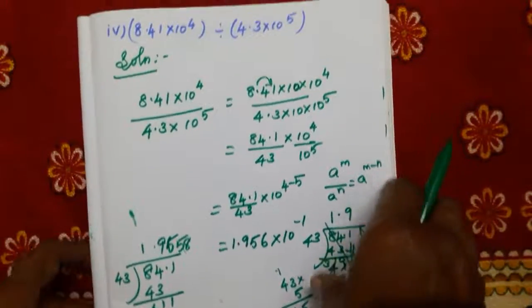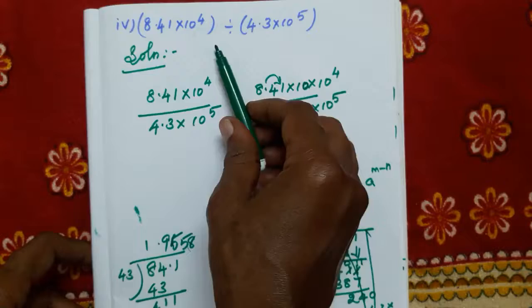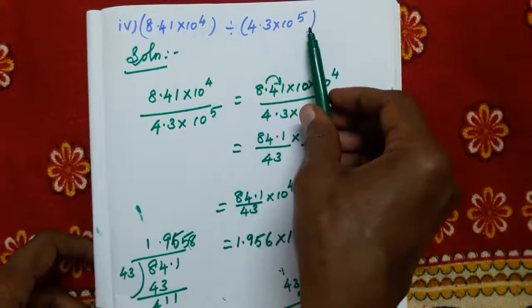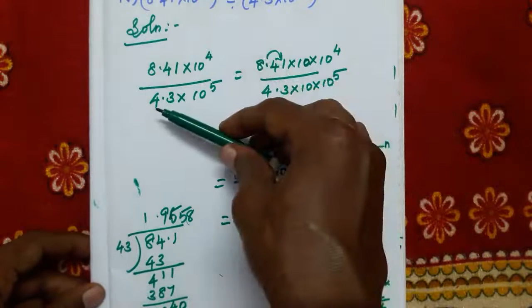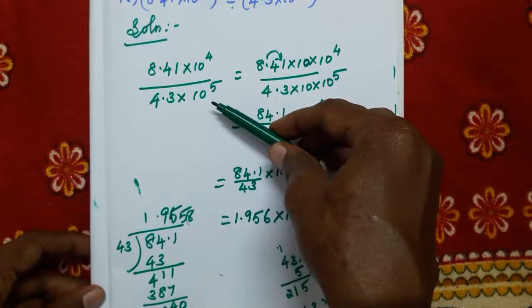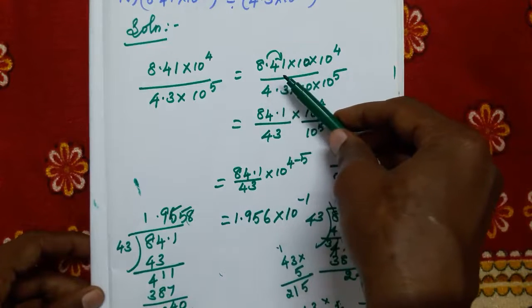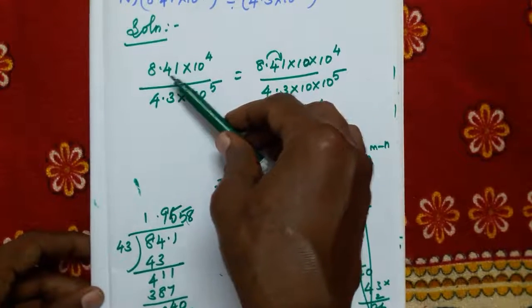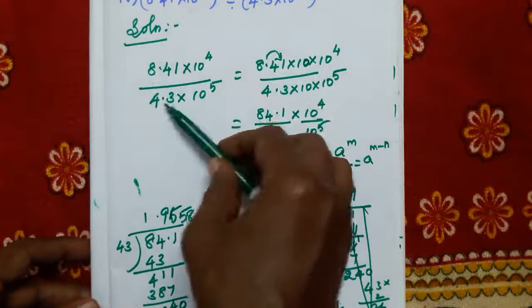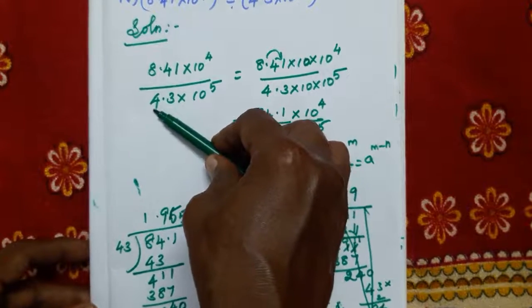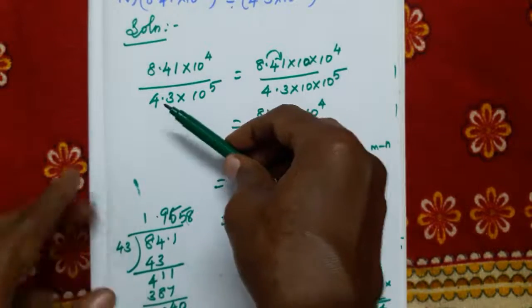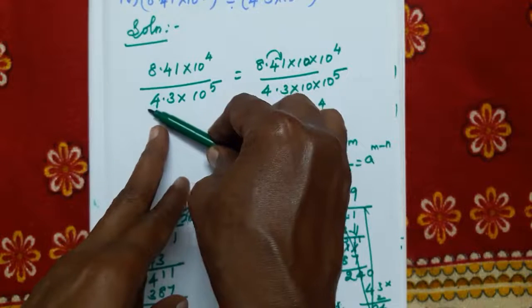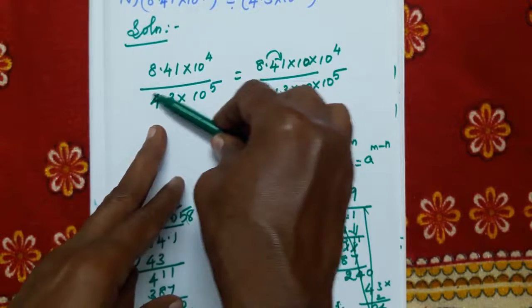Have you all understood this? One more time. First, 8.41 into 10 power 4 divided by 4.3 into 10 power 5. This is the question. It is equal to 8.41 into 10 power 4 by 4.3 into 10 power 5. In the denominator a decimal number is there, which is difficult to divide, so we convert this decimal number into a rational number.